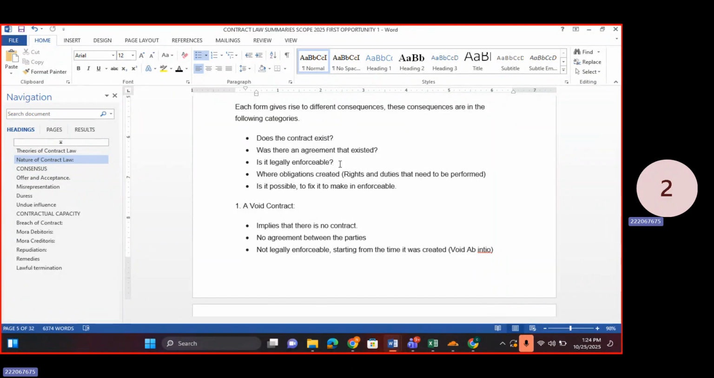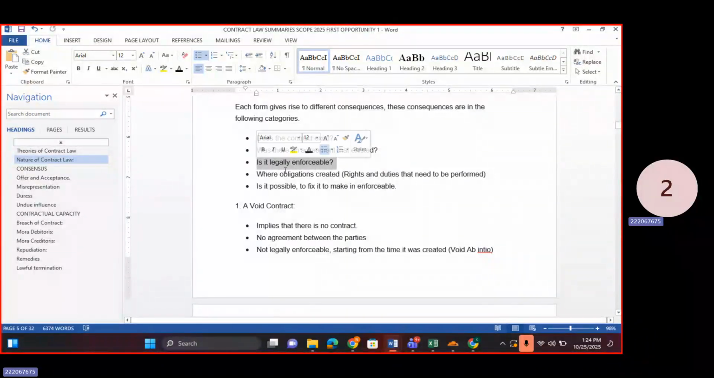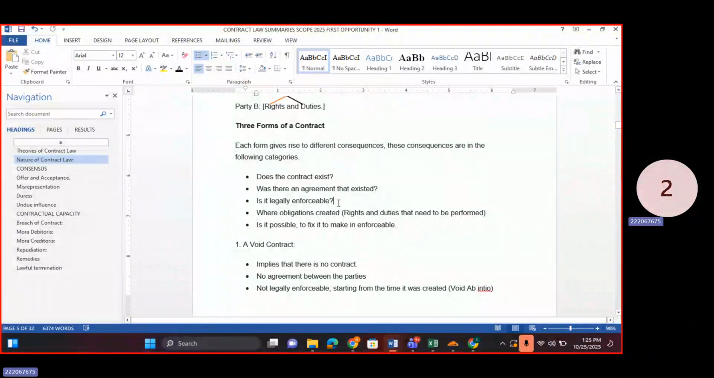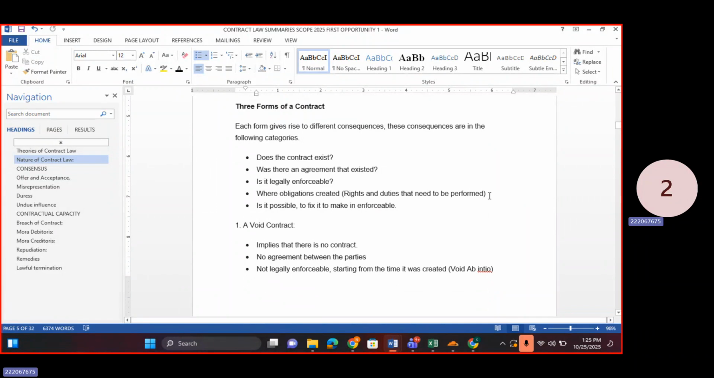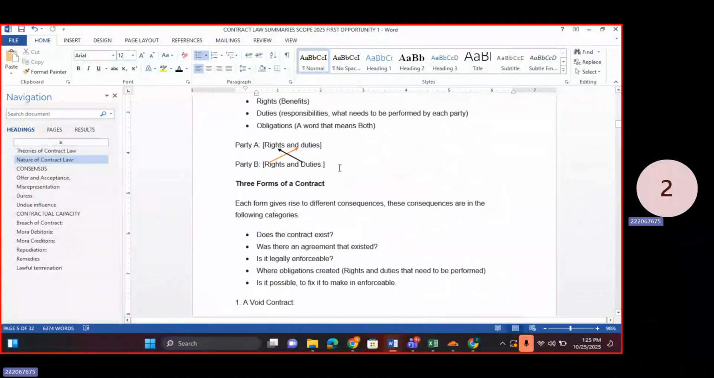Was there an agreement? Was there a valid agreement that existed? Is it legally enforceable? So can I force someone to use this contract? Like in the scenario that we did above, I'm not able to enforce that contract because that contract is a voidable contract. I'm not able to enforce it. And then were obligations created, meaning are there certain rights and duties that need to be performed, like we discussed here?